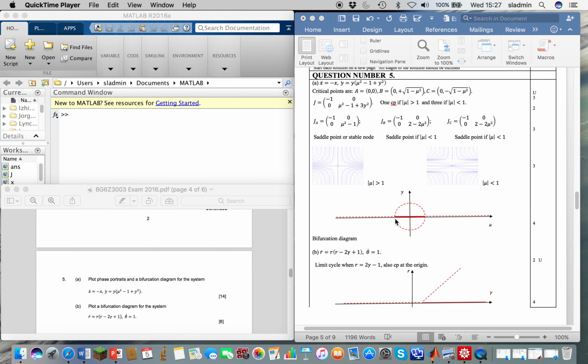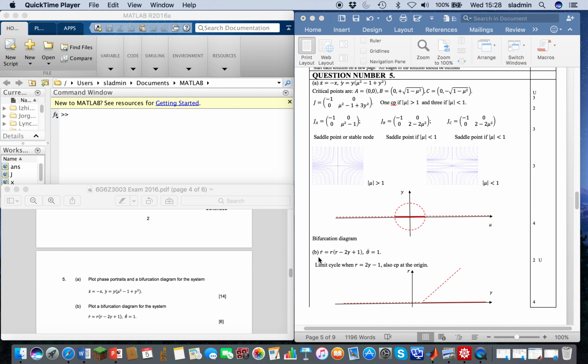So when mu is less than minus 1, there's 1 critical point of the origin which is unstable. When mu is between minus 1 and 1, the critical point of the origin is stable. And when mu is bigger than 1, the critical point of the origin becomes unstable again. And these are your 2 saddle points, so they're classed as unstable. So this is the bifurcation diagram for the Cartesian system.